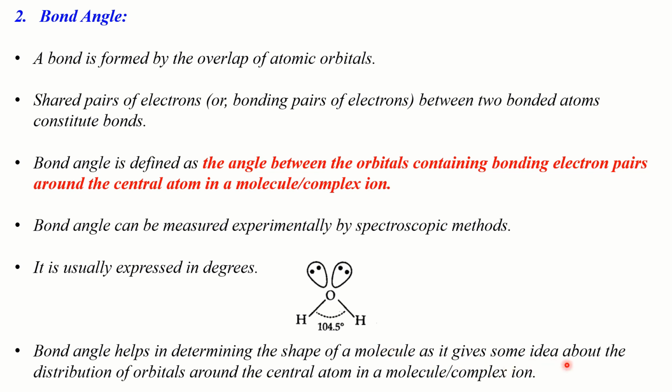Bond angle gives some idea about the distribution of orbitals around the central atom in a molecule or complex ion. Don't worry, you will study why certain molecules have certain angles and certain structures. You will study that later in this chapter. So this is all about bond angle.